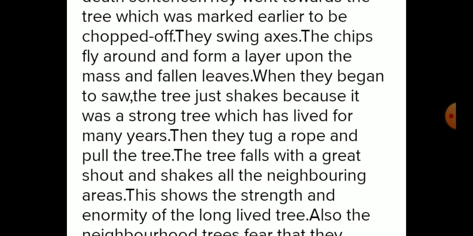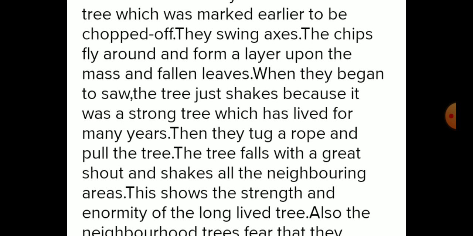Okay. Then what happened, students? Yes, when they begin to saw, the tree just shakes because it was a strong tree which has lived for many years. Then they tug a rope and pull the tree. The tree falls with a great shout and shakes all the neighboring areas. This shows the strength and enormity of the long lived tree. Strength and enormity means boldness, courageousness, and strength of that particular tree which lived for nearly 200 years. You can't expect it, and it was broken by the woodcutters within 2 hours.